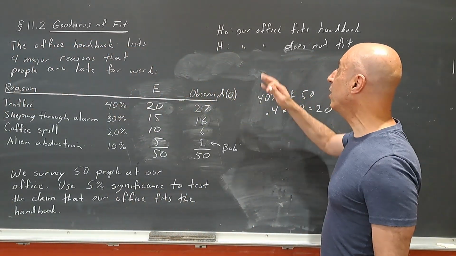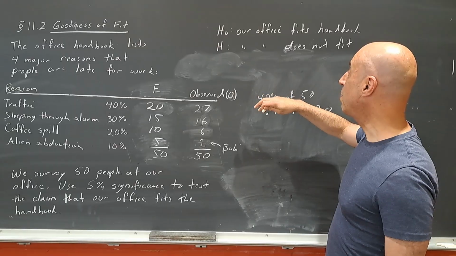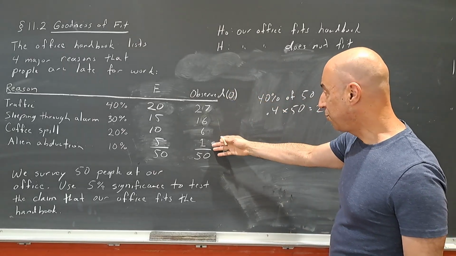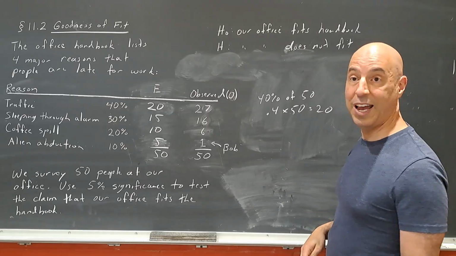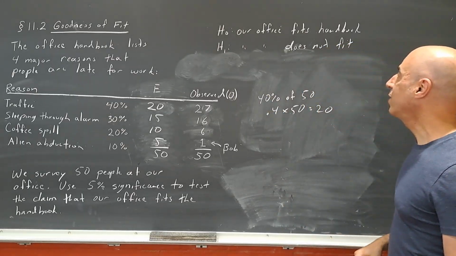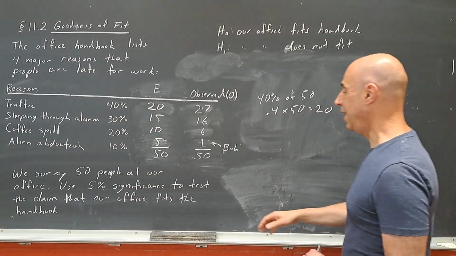Once we do that, we can write down our null and our alternate hypothesis. Our null hypothesis is going to be that our observed data fits, so our office fits the handbook, and the alternate hypothesis, H1, is going to be that our office does not fit the handbook.